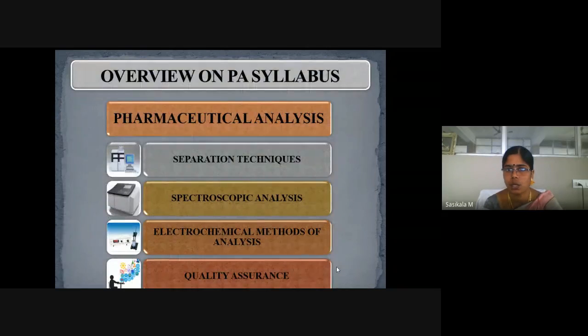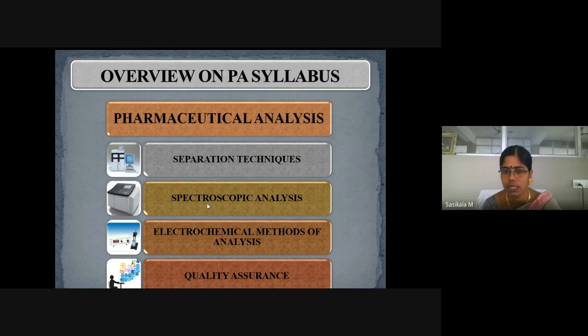Now let's move on to the syllabus overview. So the syllabus is divided into 4 classifications. 4 categories: separation techniques, which is the instrument used for separation technique. A sophisticated instrument called HPLC, separation techniques. Then spectroscopic analysis. We are going to study about spectroscopic analysis. So four broad categories we are going to discuss.